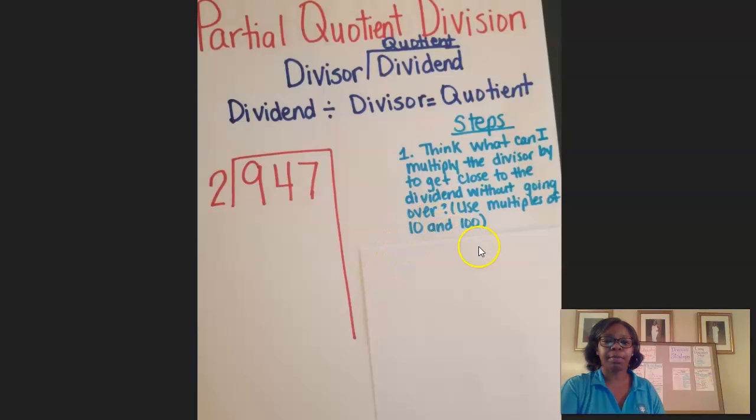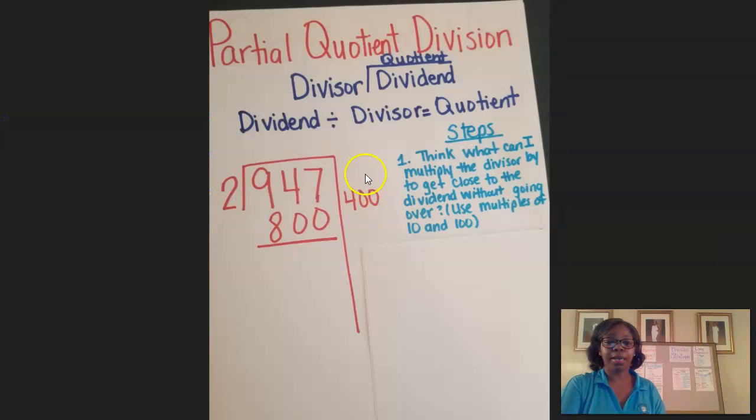All right, our step one tells us that we should think what we can multiply the divisor by to get close to the dividend without going over. Another tip is to use multiples of 10 and 100 because when you use those, it gives you friendly numbers when subtracting. So let's think about that. What can we multiply by 2 that's going to get us close to 947?